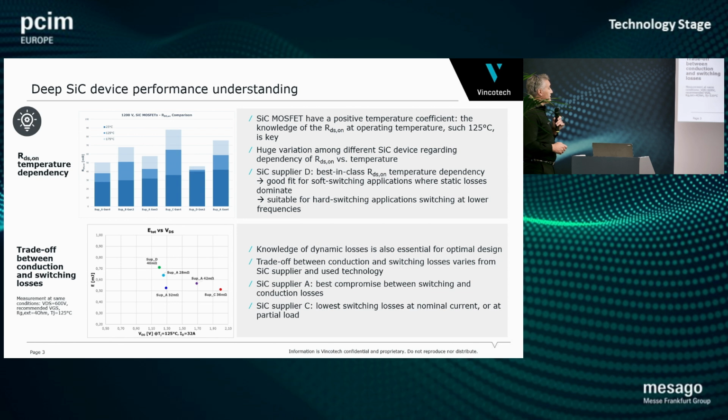Also important to know is the trade-off between the conduction and switching losses. As we know, here in this graph, this is the trade-off between conduction and switching losses. This knowledge is also important to make a good selection according to the application-specific target. Assuming the target specification is to have the best compromise between switching and conduction losses, then for sure supplier A will be the choice.